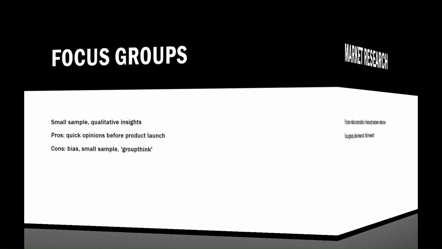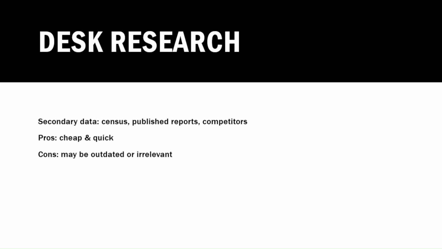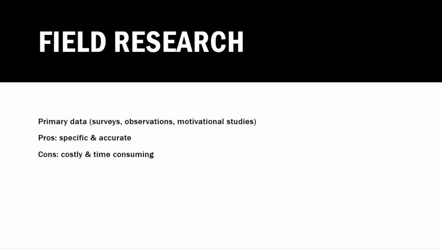Focus groups are small group discussions. They provide fast qualitative insights and are useful for testing ideas, but the downside is bias and small sample size. Think of them as a quick opinion check, not as hard numbers. Desk research uses existing data such as census reports or competitor reports. It is fast and inexpensive, but the information may be outdated or not specific to your situation. Field research collects new data through surveys or direct observation. It is accurate and specific, but it is also costly and time-consuming.